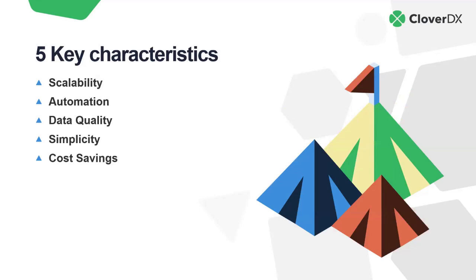So just as a reminder, these are the 5 key characteristics. That's going to be scalability, automation, data quality, simplicity, and cost savings. And so we'll talk a little bit about how our solution tackles each one of those, with the cost savings sort of already being spoken about, especially when you relate them to the other 4 characteristics.